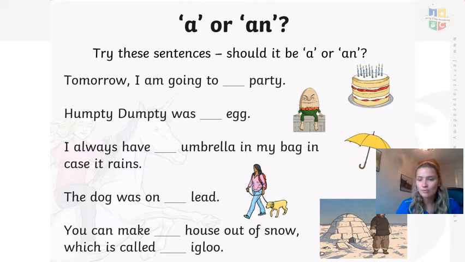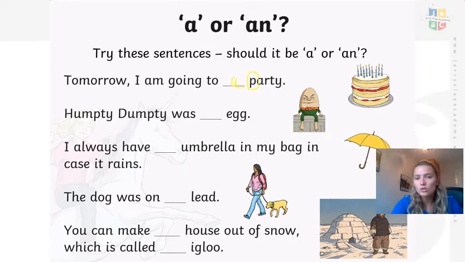Now I'd like you to have a read of these sentences and have a think of which one is correct. So tomorrow I am going to something party. Is it going to a party or an party? Now the way we can check this is have a look at the word after, where we need to put a or an. It starts with a P. I know this is a consonant, so I know that I'm going to write a.